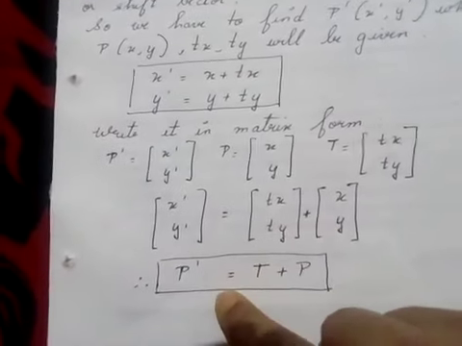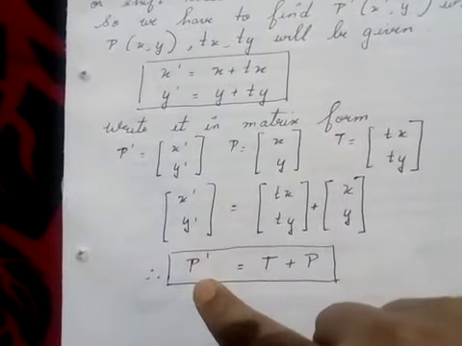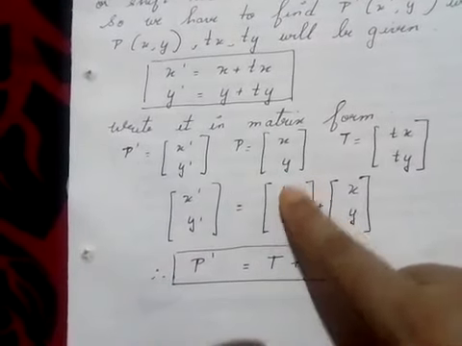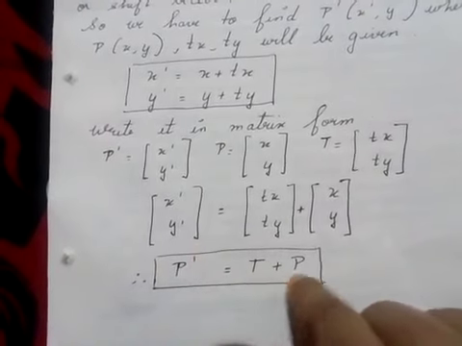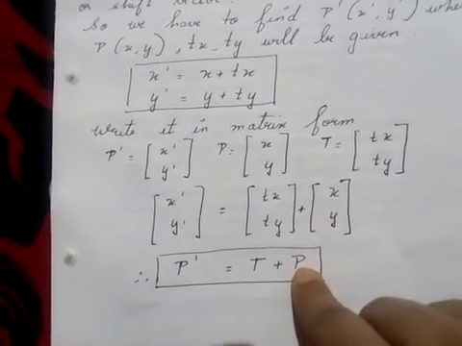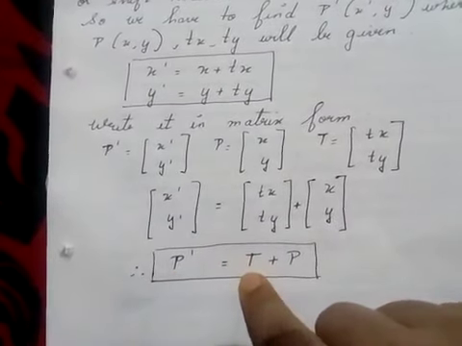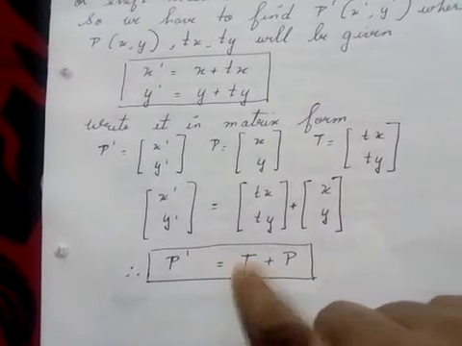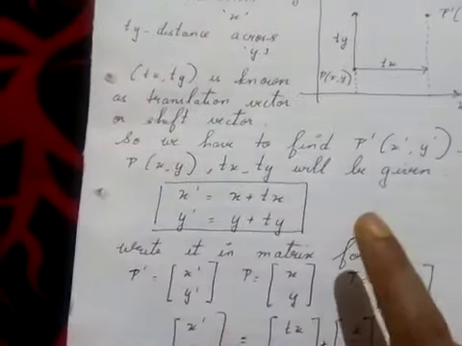So in general, I will write this as p dash. P dash is nothing but x dash y dash, and this tx ty in general I'll write as t, and this xy I'll write as p. So what is p dash? P dash is nothing but t plus p, where p is the old coordinate position, p dash is the new coordinate position, and t is the translation vector, which is tx and ty. So hope you all have understood what is two-dimensional translation.